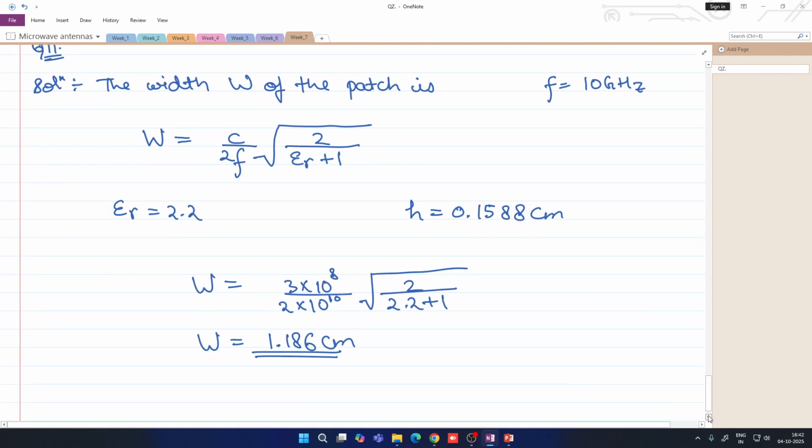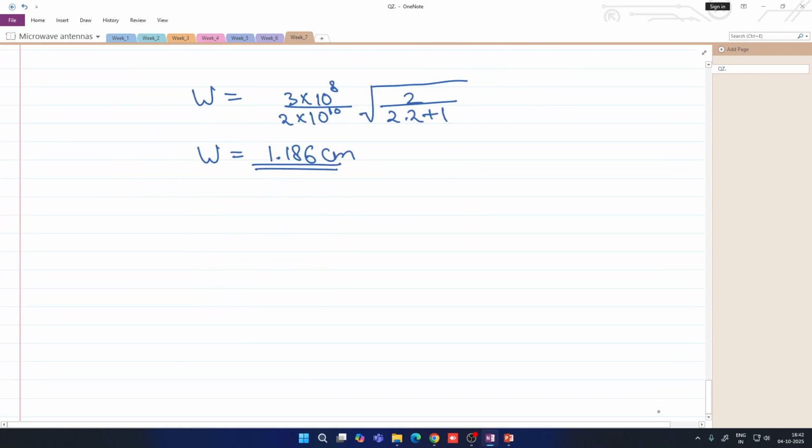Now we have to find the length, and for finding the length, first we need the effective dielectric constant of the patch.